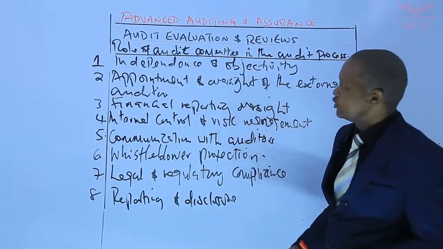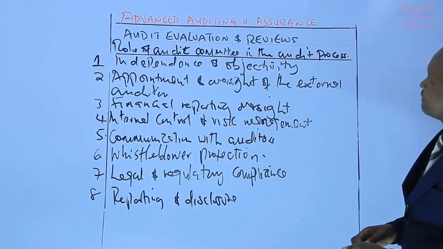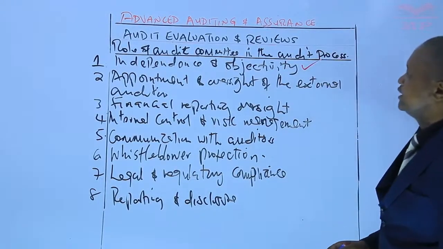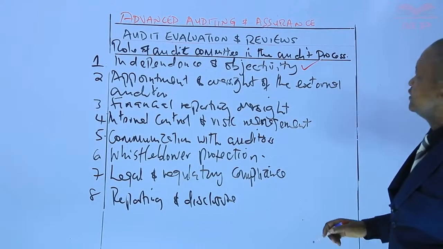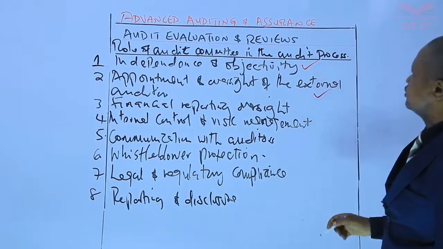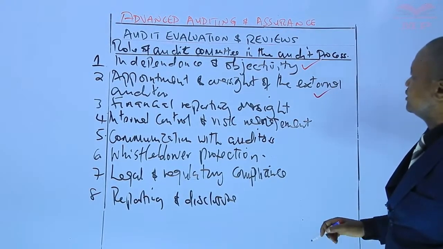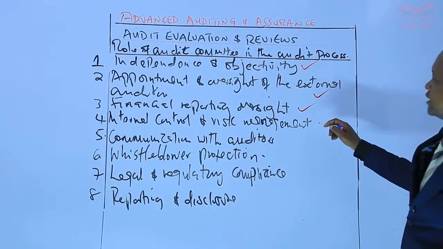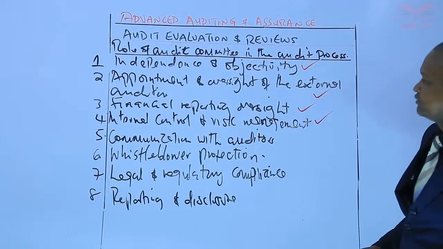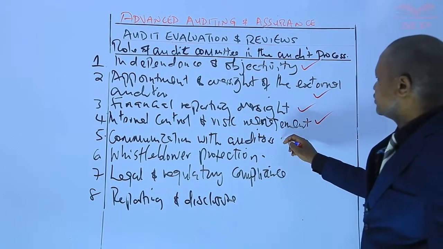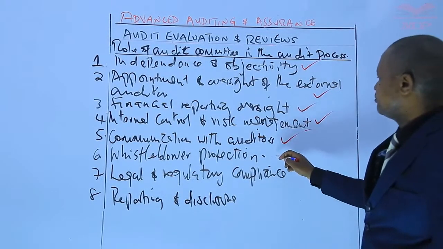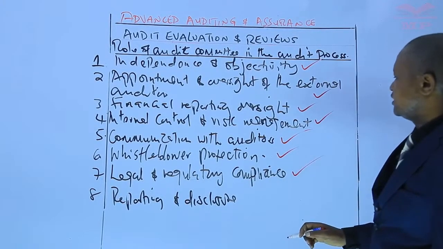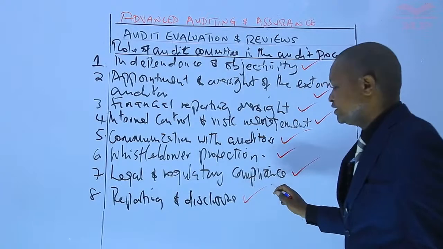So these are 8 roles of the audit committee in the audit process. Number 1, independence and objectivity. Number 2, appointment and oversight of the external auditor. Number 3, financial reporting oversight. Number 4, internal controls and risk management. Number 5, communication with the external auditor. Number 6, whistleblower protection. Number 7, legal and regulatory compliance. Then lastly, reporting and disclosures.